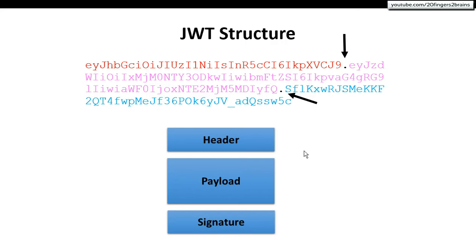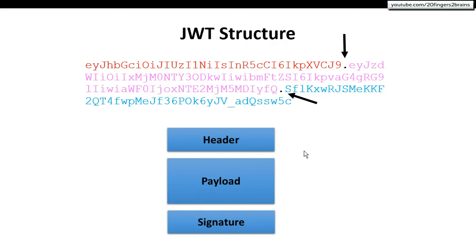Now there would be two questions in your mind. What is base64 URL encoding? So base64 URL encoding is URL safe base64 encoding, and in base64 encoding, sets of 8 bits characters are converted to set of 6 bits characters.